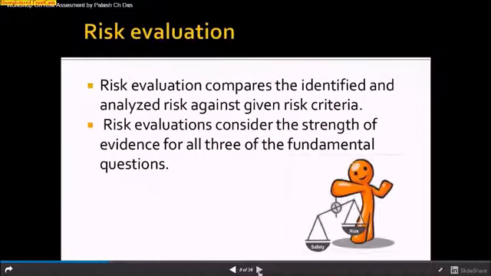Risk evaluation. Risk evaluation comprises the identification and analysis against the given risk criteria. Risk evaluation considers the strength of evidence for all three fundamental questions that I showed in the earlier slide.